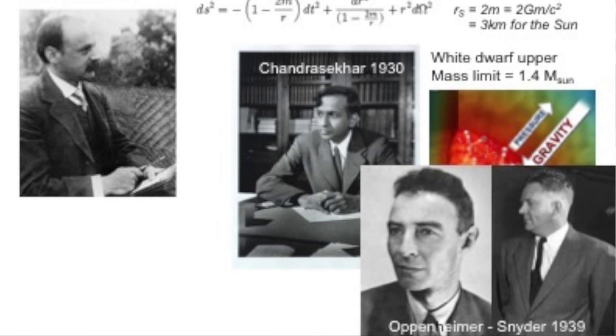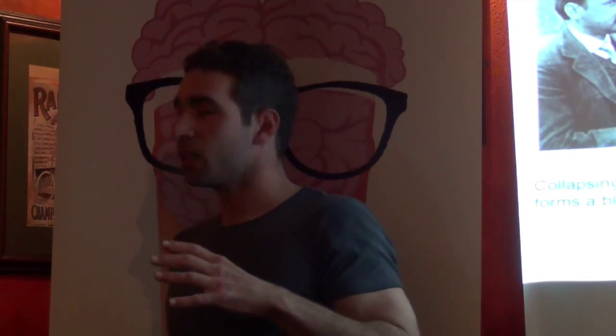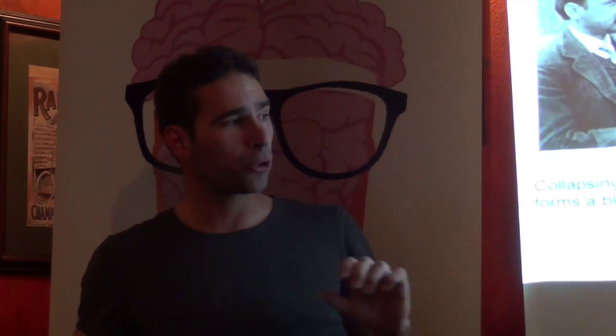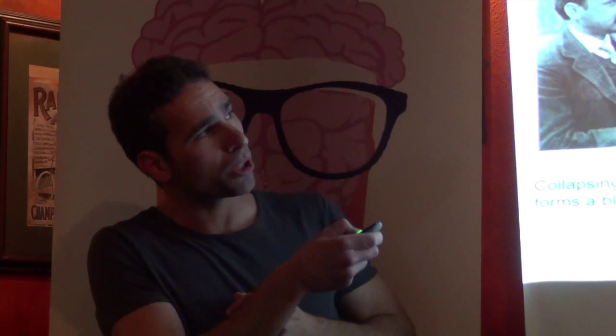And his work got further mathematical support about 10 years later by 2 researchers. I think everyone has heard of Robert Oppenheimer and Hartland Snyder, who together worked on a simplified, idealized model of a shell of dust collapsing under its own gravity. What they discovered is that if you just let it go, it collapses to a single point, singularity, and it forms an event horizon. And the space-time outside becomes Schwarzschild space-time.